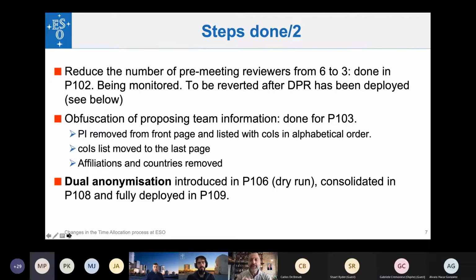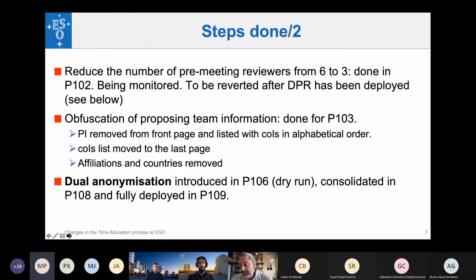The next step was to reduce the number of pre-meeting reviews from 6 to 3, so basically halving the load on the panels. But we will revert to that after we deploy DPR, because DPR by itself, as I will explain in a few minutes, is supposed to reduce the load on the panels by 50% or more in the future. So we can restore the 6 reviews, which will help to provide better feedback to the proposals, especially to those which are triaged.